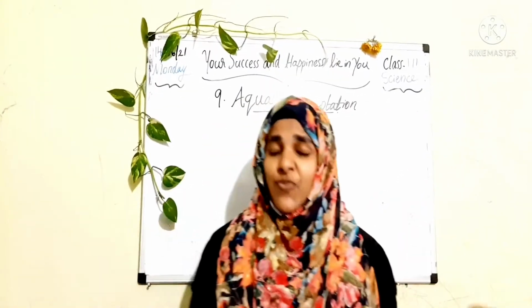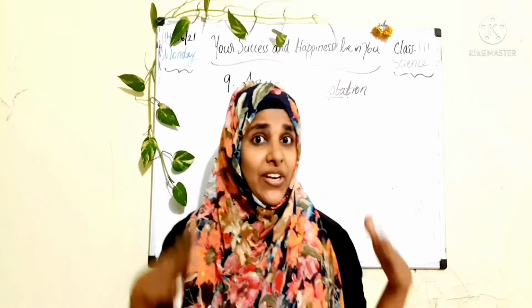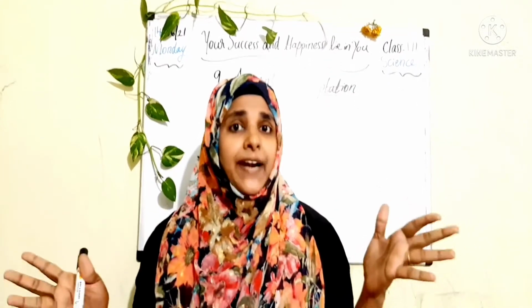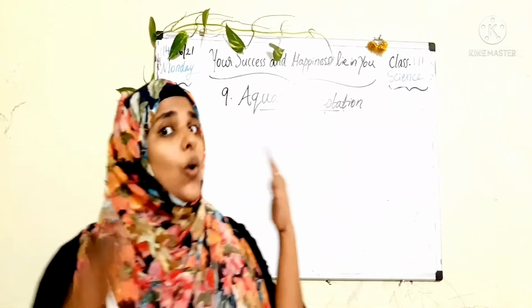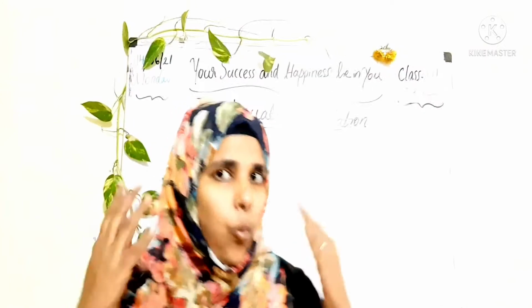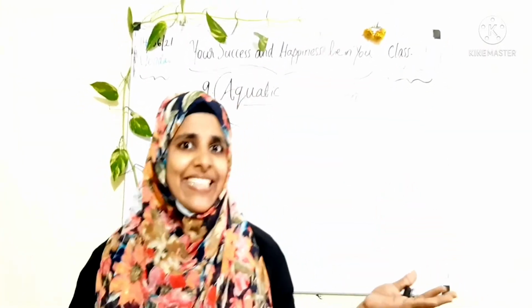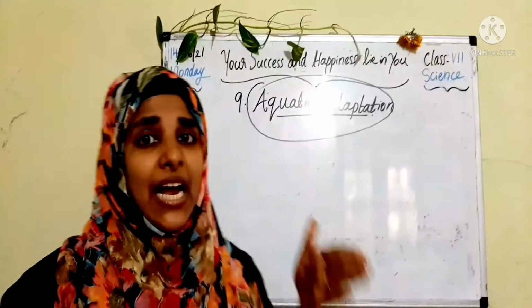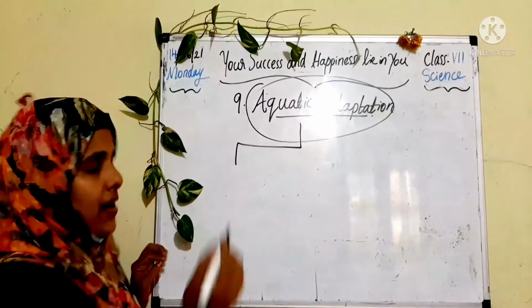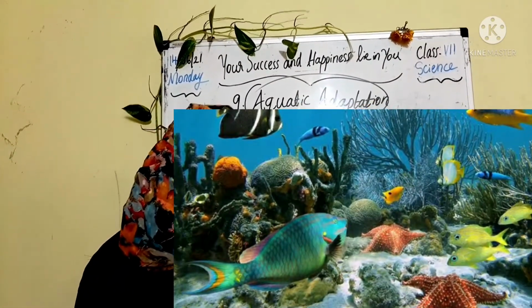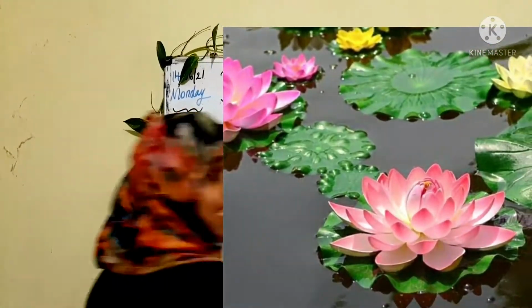Okay, so in our last class we discussed different adaptations of terrestrial animals. Now I am going to teach you about different adaptations of aquatic organisms. So let's check. Many plants and animals are living in water, right? So we can say that water, or the ocean, is the largest habitat in the world. So let's divide aquatic adaptation into two types. That are aquatic animals adaptation and aquatic plants adaptation.